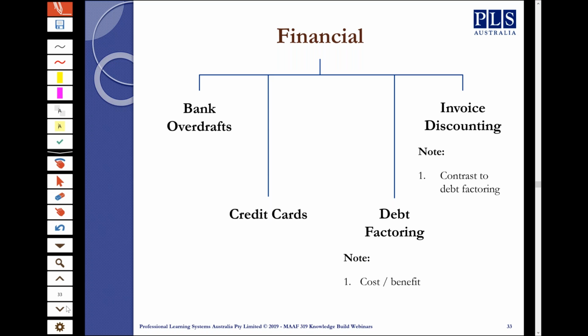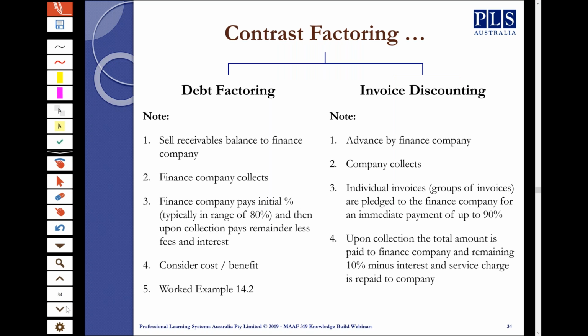Now, I'd like to think without requiring explanation, you understand bank overdrafts and credit cards. You may just need to do a little bit of a touch up with respect to your debt factoring and your invoice discounting. So debt factoring, just make sure you understand the cost benefit. Invoice discounting, ensure you can distinguish it from debt factoring. So I've got a little summary where I highlight that debt factoring, you basically sell your receivables balance to a finance company. The finance company will collect. Typically, they pay an initial percentage, say around 80%, and then upon collection, depending upon the terms, may pay the remainder less fees and interest.